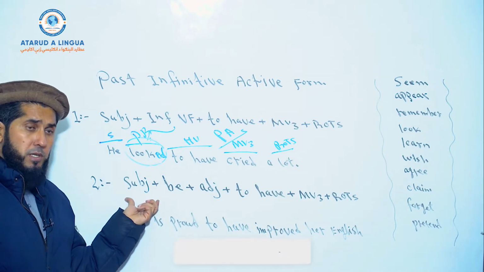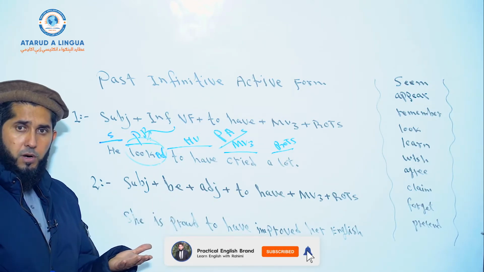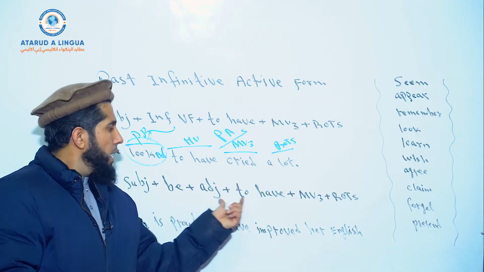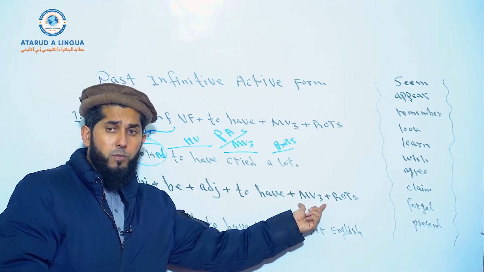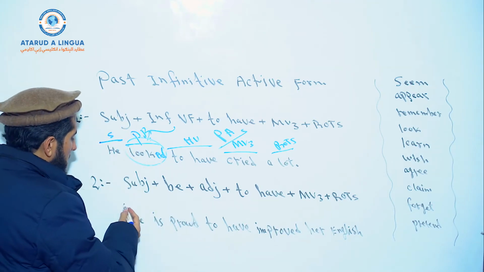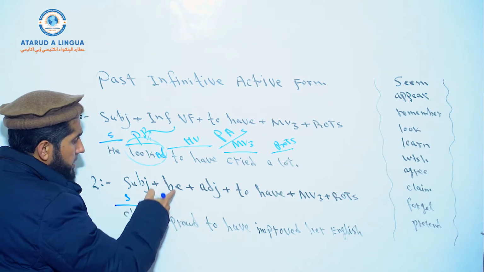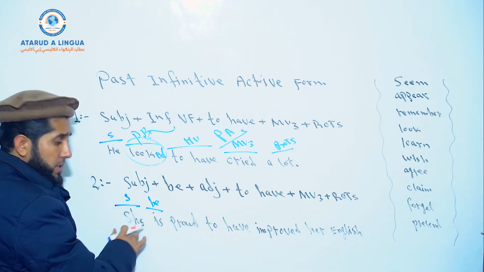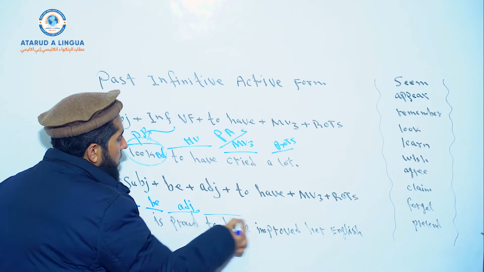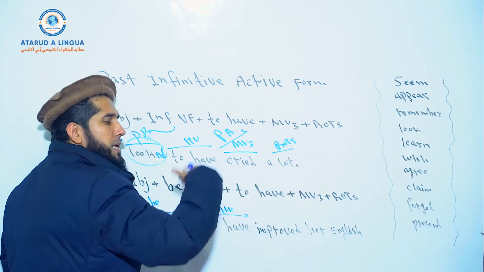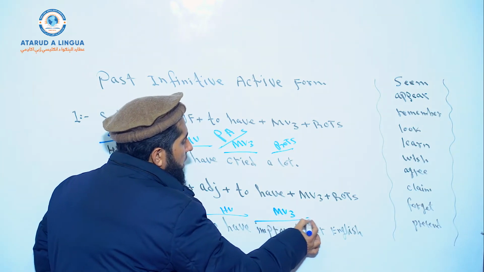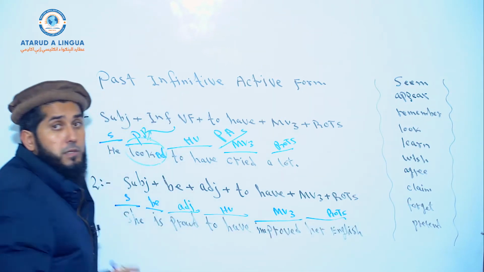And the second structure, subject, to be verb form, according to the tense, is, am, are, was, were, according to the tense, according to the subject, and then an adjective. And to have helping verbs in main verb in third form and rest of the sentence. Let's match this example with the structure. She, subject, is a to be verb form according to the tense, simple present tense, according to the subject. Proud, adjective. And to have, to have is used as a helping verb. And improved, main verb in third form. In her English, rest of the sentence.